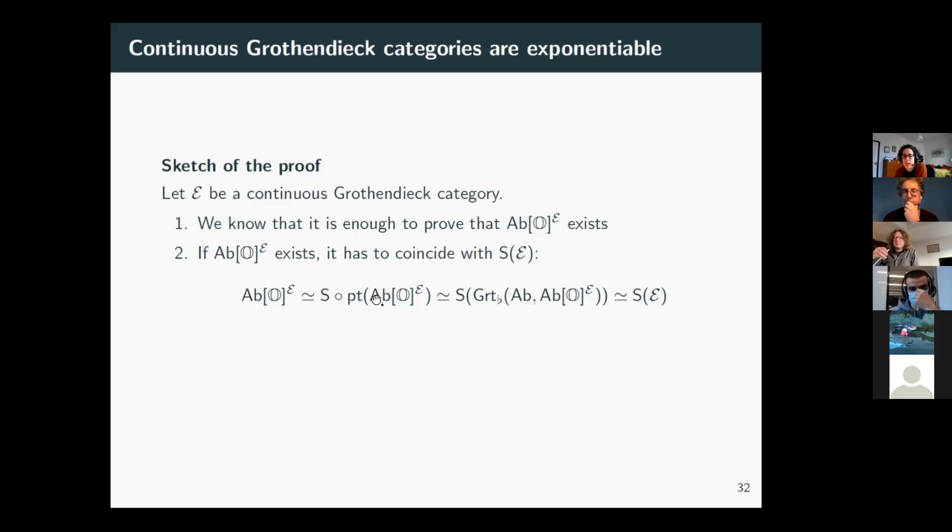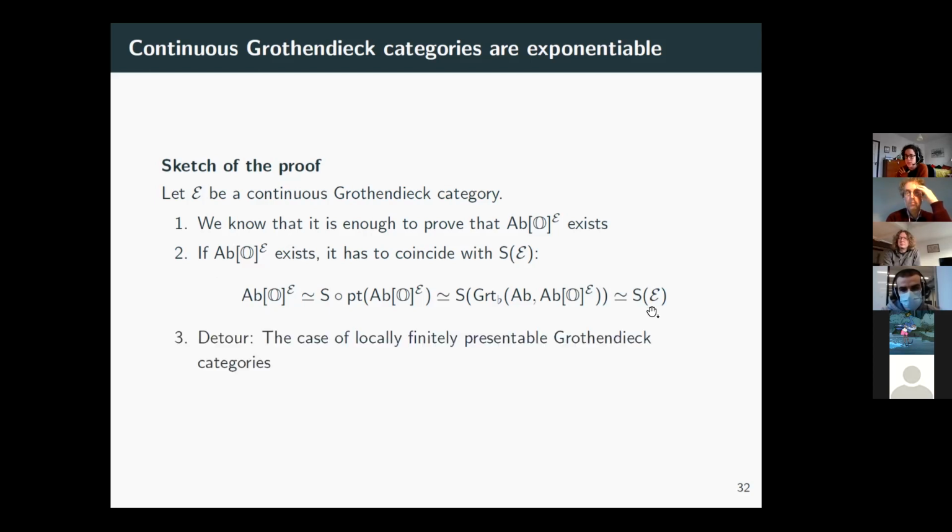So then what are the points of this guy? Just flat morphisms from O to the E. And then E passes here. So this is flat morphisms from E to O. And because O had that property, this is just E. So this is just S of E. So if it exists, it has to be this guy. So we just have to check that this guy fulfills the property we want.